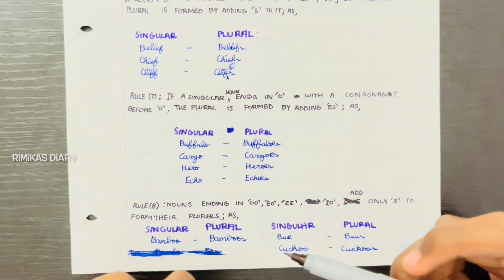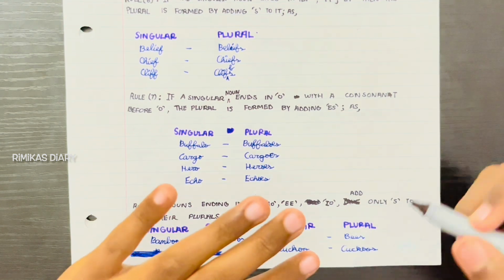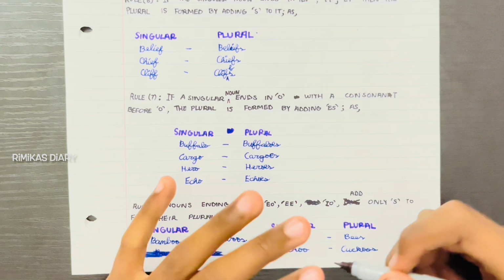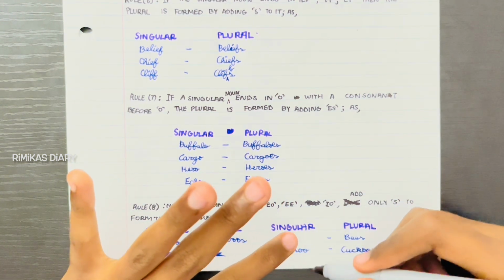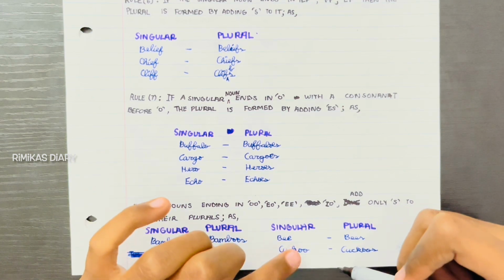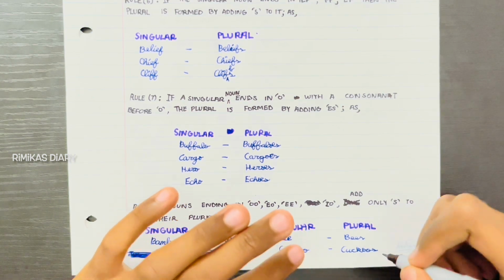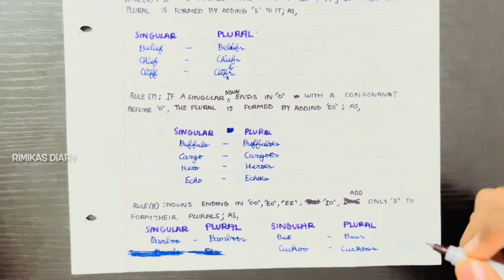Bee. The word bee ended with 2 E's at the end, so I'm adding S at the end for the plural form. The word cuckoo. Cuckoo ended with 2 O's at the end, so I'm just adding 1 S at the end for the plural form.